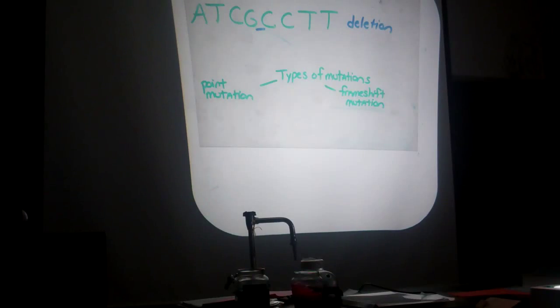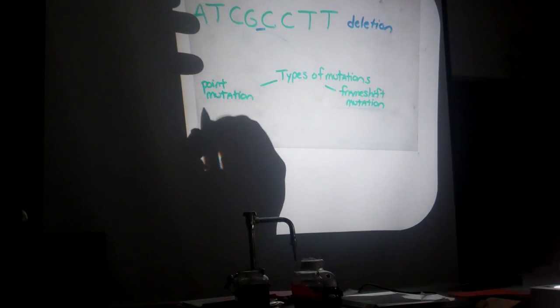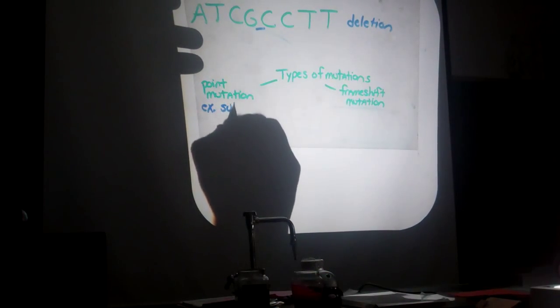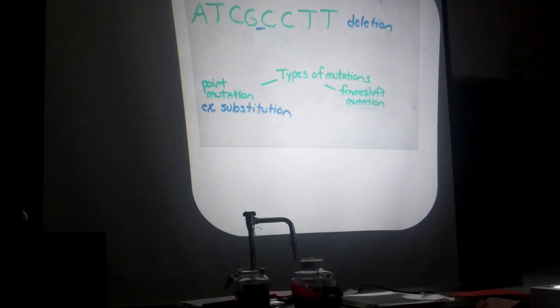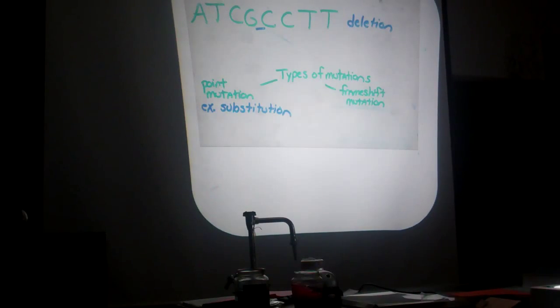Types of mutations fall into two major categories. One's called a point mutation. Up above, when we were talking about substitutions, that's a point mutation. It's considered a point mutation because you're changing one base pair. You've got one thing wrong and something else is in its place.